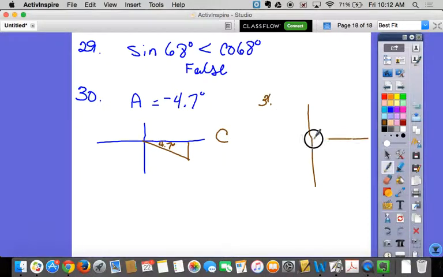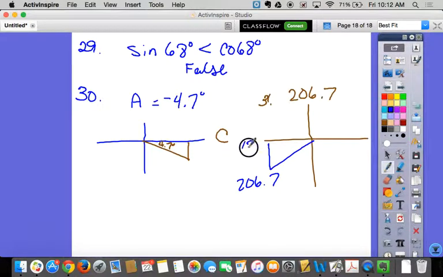31 says your angle is 206.7. That's going to be in quadrant 3. Down here at 206.7, this is 180. You got to know what the difference is. It's always the big one minus the little one. So 206.7 minus 180 is 26.7. Reference angles are always and forevermore positive, and they're always going to be less than 90 degrees.